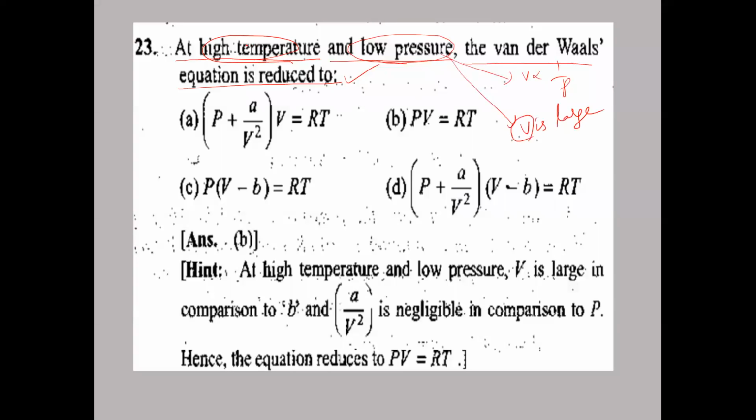Next, high temperature. How are volume and temperature related? Directly. When temperature is high, volume is large. So in both cases, volume is large. When volume is large, what happens between the gas molecules? The distance will be very large. When the distance between the gas molecules is more, there will be no attractive force, no force of attraction between the gas molecules.